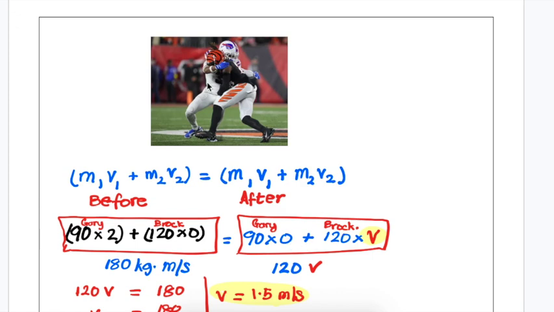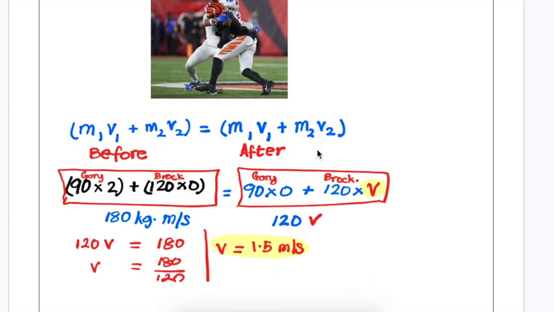But Brock is pushed forward a little bit, and he's got a mass of 120. Using this expression here, we just need to solve for v, which is the velocity at which Brock would be pushed forward. So, given the law of conservation of momentum, that the momentum of the objects before must be equal to the total momentum after, then we solve the left side of the equation and we get 180.